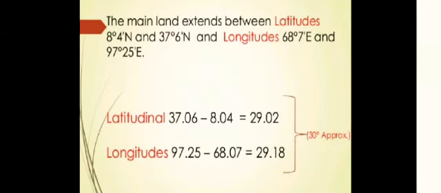Children, the mainland extends between latitudes 8 degrees 4 minutes north and 37 degrees 6 minutes north, and longitudes 68 degrees 7 minutes east and 97 degrees 25 minutes east. The latitudinal and longitudinal extents are 29.02 and 29.18 degrees respectively, which is approximately 30 degrees.